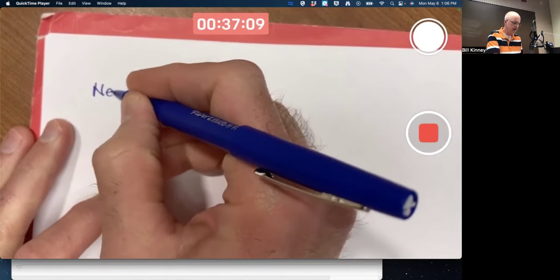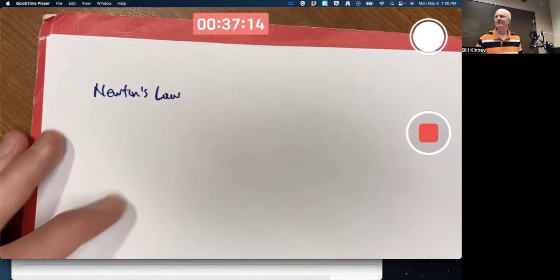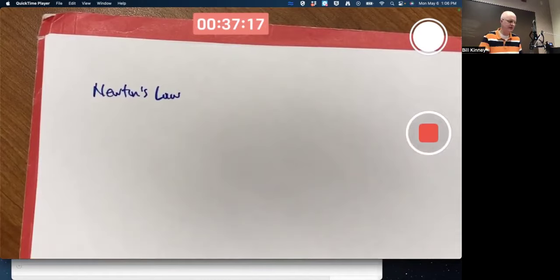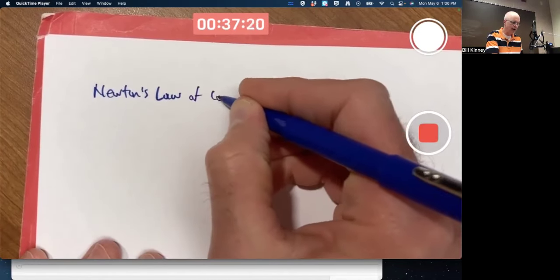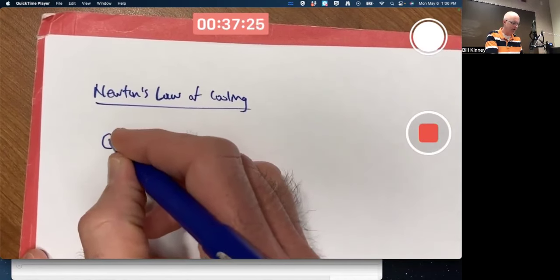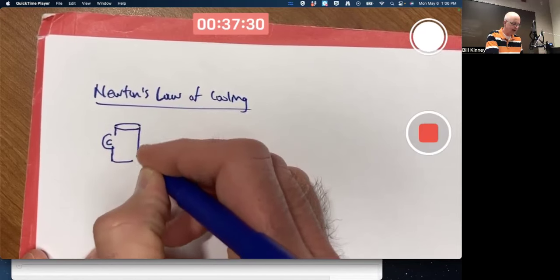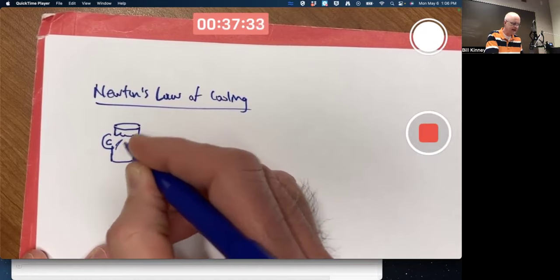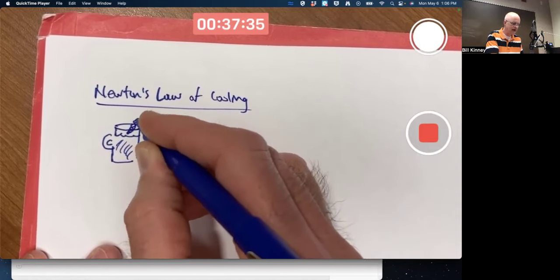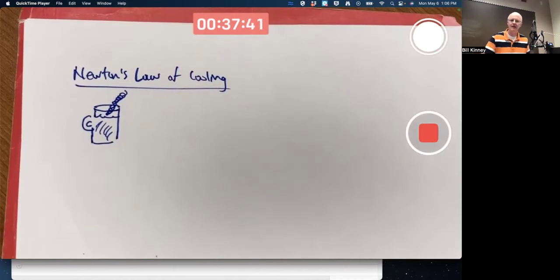For the remainder of our time, we're going to focus on something called Newton's law, not one of Newton's laws of motion, but Newton's law of cooling. We're going to imagine we've got a hot cup of your favorite beverage, maybe coffee, maybe tea, maybe hot chocolate, and it's cooling down. It's too hot to drink right now.